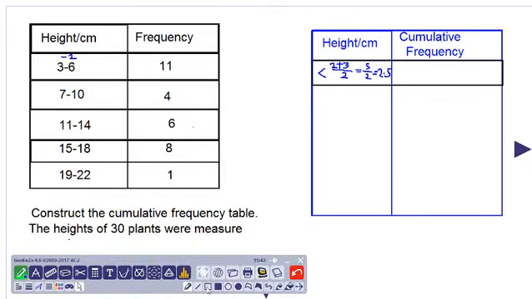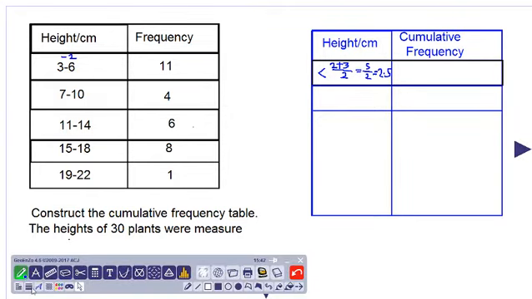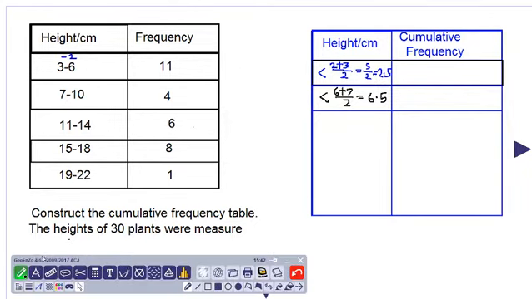Our second one would be less than, and what we do is we add 6 to 7 and divide by 2. So 6 plus 7 over 2 will be 13 over 2, which will be 6.5. So we have less than 6.5.